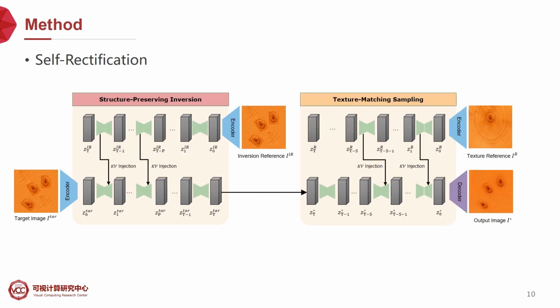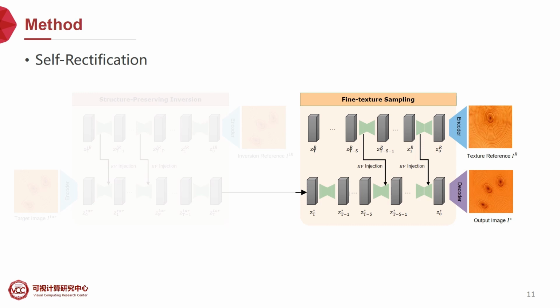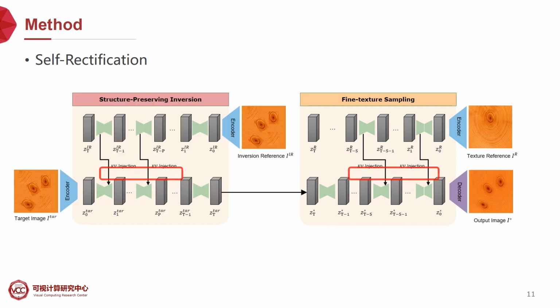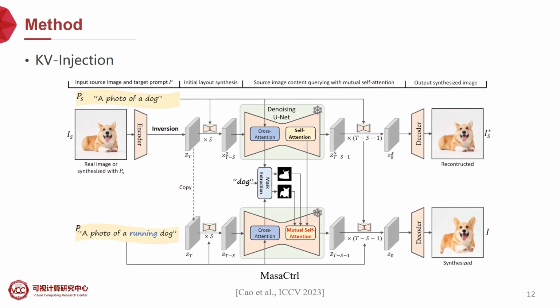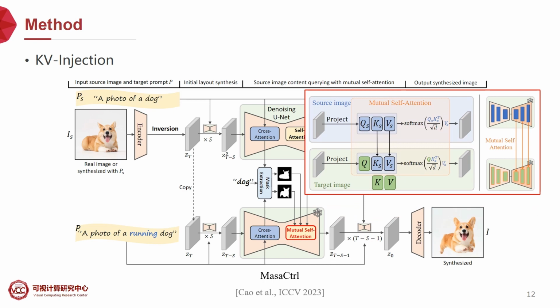Here is the overview of our self-rectification module, which contains two parts: structure-preserving inversion and texture-matching sampling. Among them, the key operation is the injection of self-attention features, KV injection more specifically, during the inversion and sampling process of Stable Diffusion. KV injection in diffusion is first introduced in MasaCtrl. Its effect is to transfer the appearance and textures from the reference to the synthesized image.